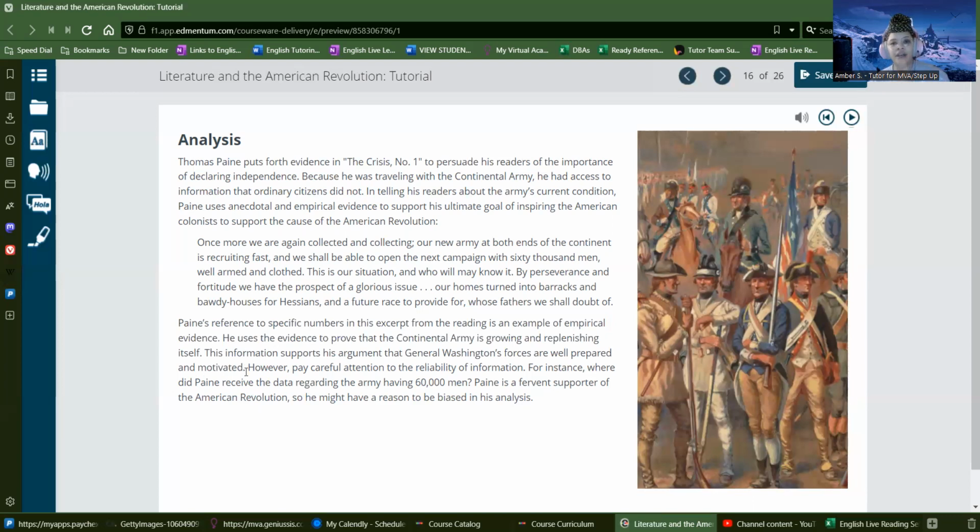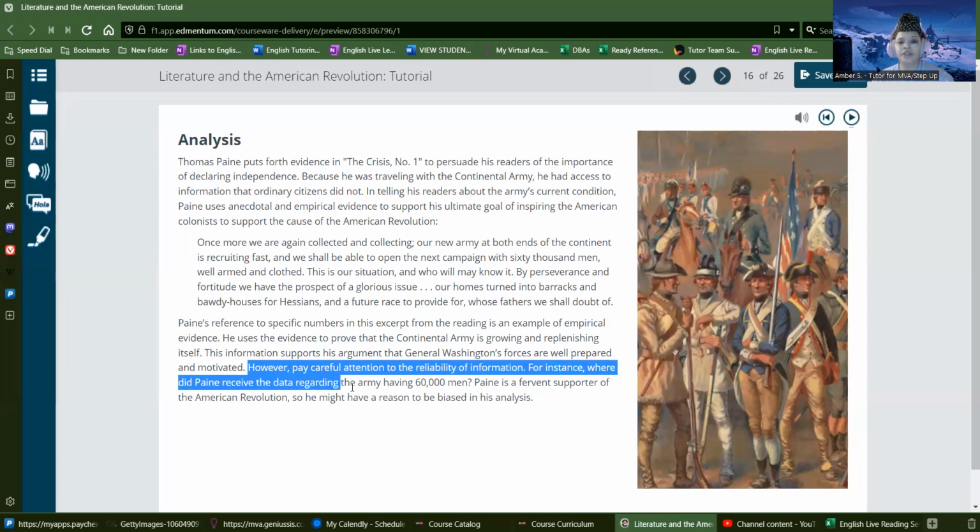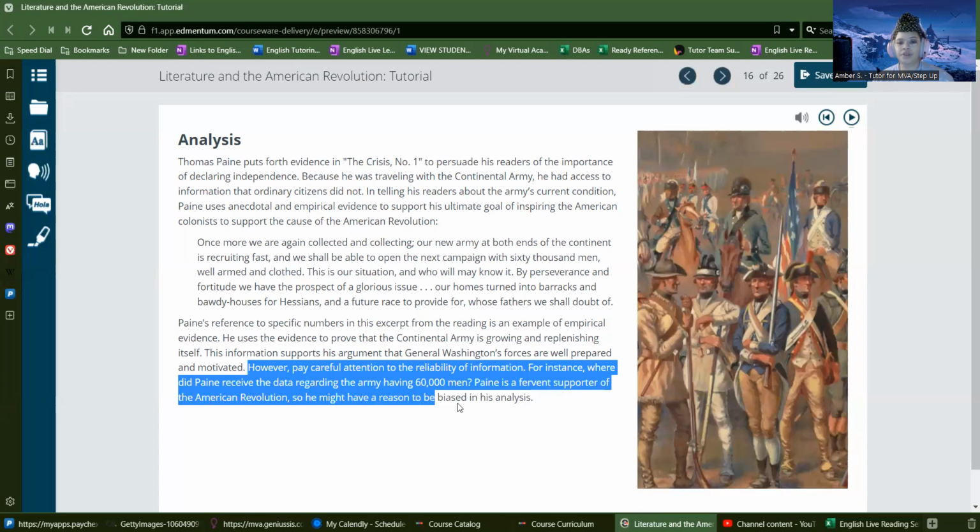However, the analysis points out something important. However, pay careful attention to the reliability of information. For instance, where did Paine receive the data regarding the having 60,000 men? Paine is a fervent supporter of the American Revolution, so he might have a reason to be biased in his analysis, right? So we don't have any evidence of him counting anyone. He's not saying, I've looked at the paperwork, right? He's just saying, I was there, and this is how many soldiers we have.